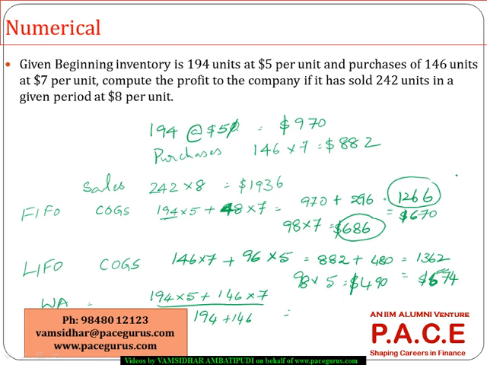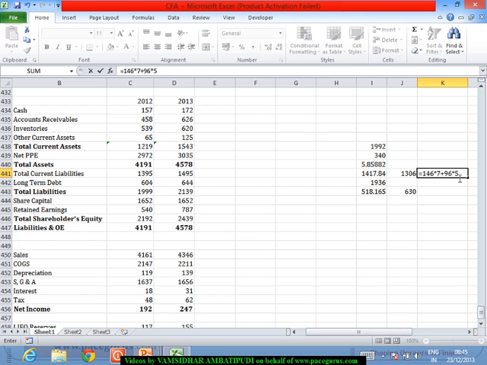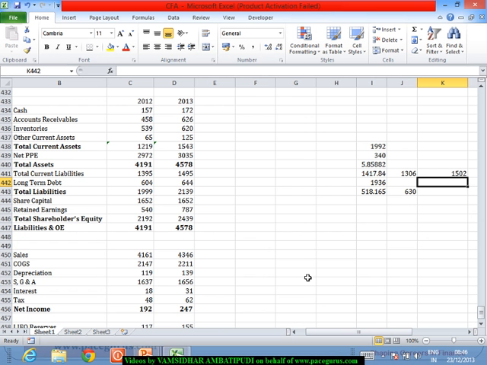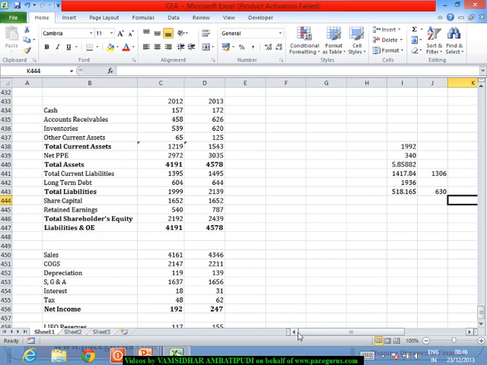Whereas when I am looking at LIFO, all 146 first have been utilized at 7, and the remaining 96 units at 5. So the cost of goods sold is coming out to 1502. The cost of goods sold, 146 into 7. Okay, here there are some calculation mistakes, so please ignore these. So 1502 is the cost of goods sold, which is resulting in a net income of around 434 using the LIFO approach.